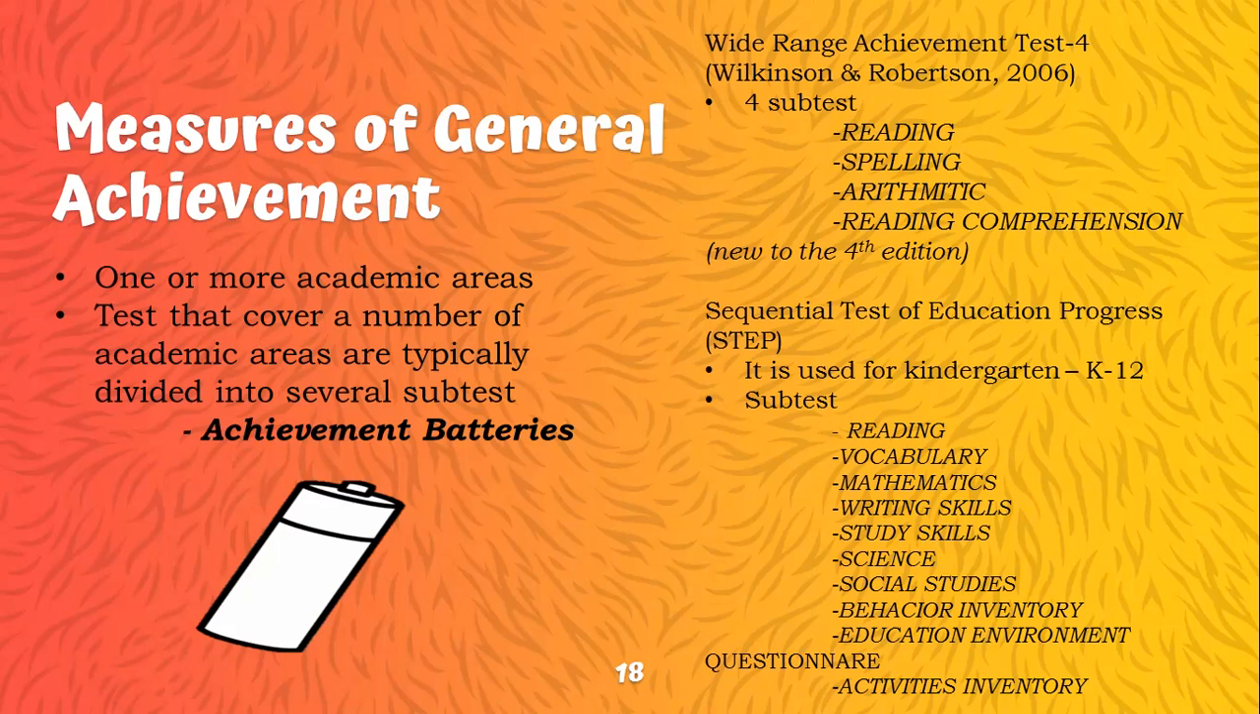It is used for kindergarten to K to 12. So the subtests are reading, vocabulary, mathematics, writing skills, study skills, science, social studies, behavior inventory, educational environment questionnaire, activities, and inventory. So, daghan siya kaysa atong Wide Range Achievement Test, Edition 4.